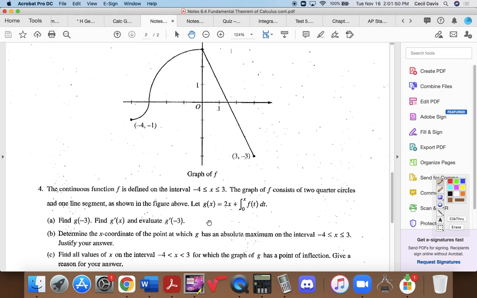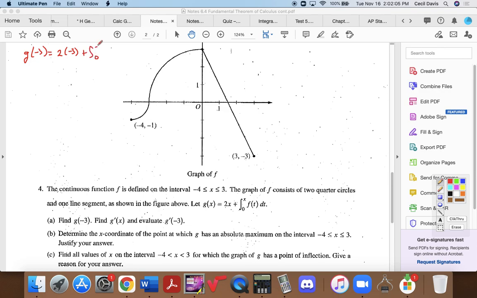So then it says find g of -3. Okay, that's actually not hard. G of -3, you're just using the definition. It's 2 times -3 plus the integral from 0 to -3 of f of t dt. That first part is -6. Nobody likes this when it's 0 to -3. So I'm going to switch it and change the sign, make it minus the integral from -3 to 0 of f of t dt.